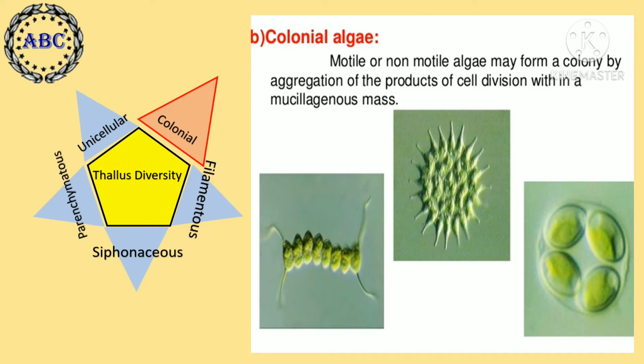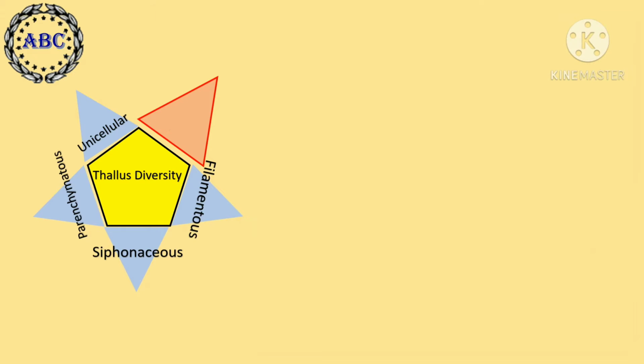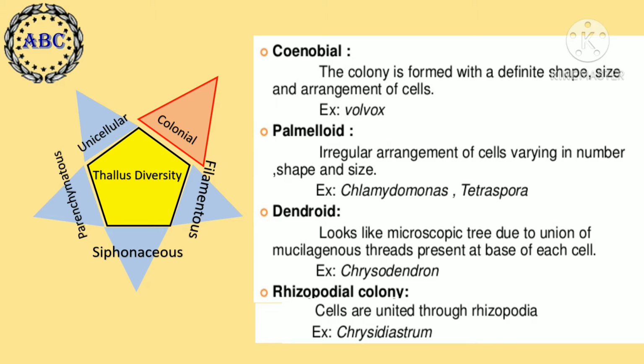The second type is colonial algae. In colonial algae, motile or non-motile algae may form a colony by aggregation of the products of cell division within a mucilaginous mass. On the basis of morphology, colonial organization may be divided into many types. These are the types: coenobial, palmelloid, dendroid and rhizopodial colony.